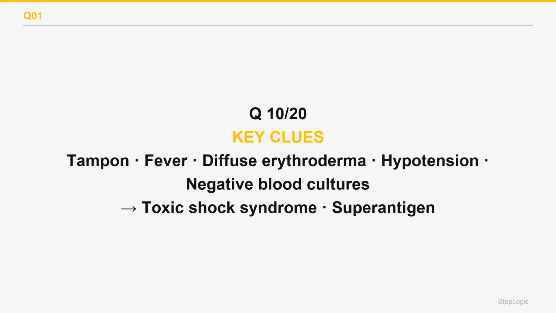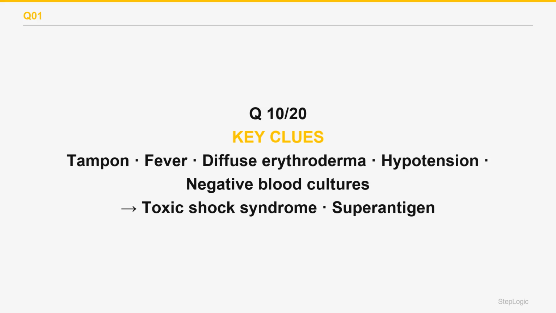Superantigens bypass normal antigen presentation. Normally, a peptide antigen is processed and presented in the groove of MHC II to a specific T cell. A superantigen instead cross-links MHC II directly to the variable region of the T cell receptor, outside the antigen binding groove. This activates up to 20% of all T cells simultaneously, compared to 0.01% in a normal immune response. The cytokine storm produces fever, vasodilation, hypotension, and rash.